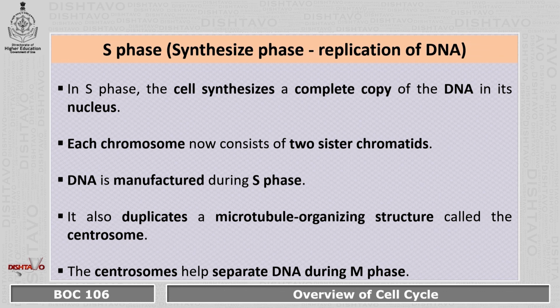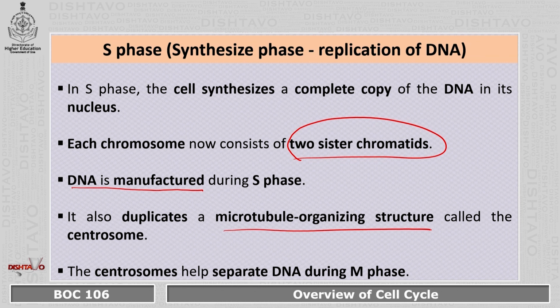S phase is also called the synthesis phase because here the replication of DNA takes place. In S phase, the cell synthesizes a complete copy of the DNA in its nucleus. Each chromosome now consists of two sister chromatids. DNA is manufactured during S phase. It also duplicates a microtubule organizing structure called the centrosome. The centrosome helps separate DNA during M phase.